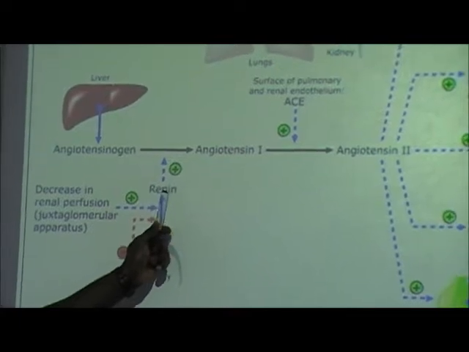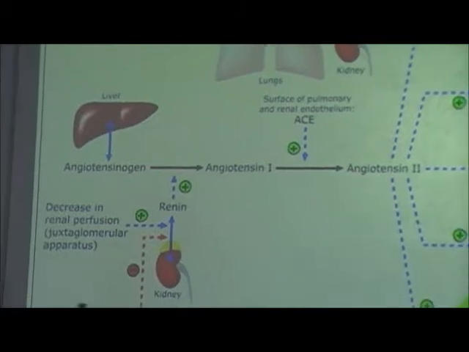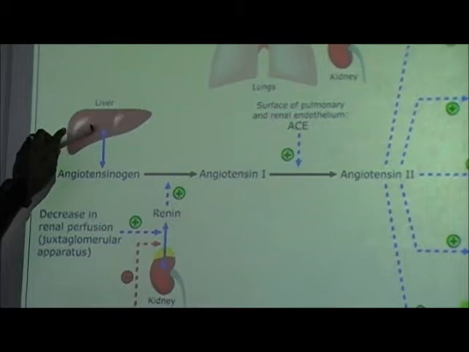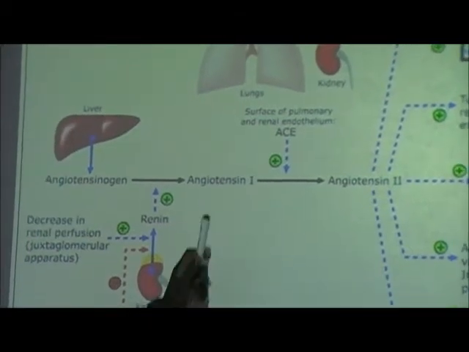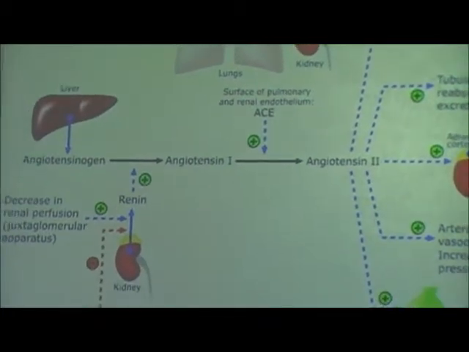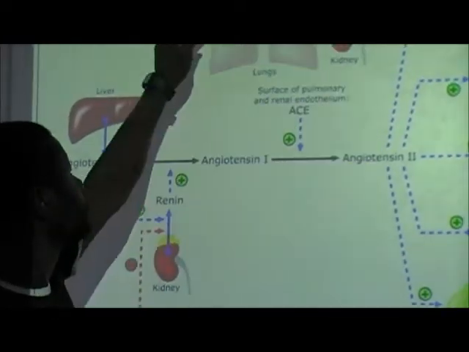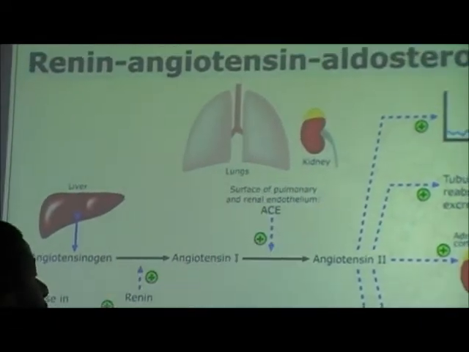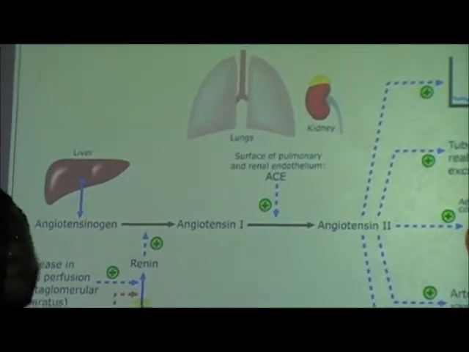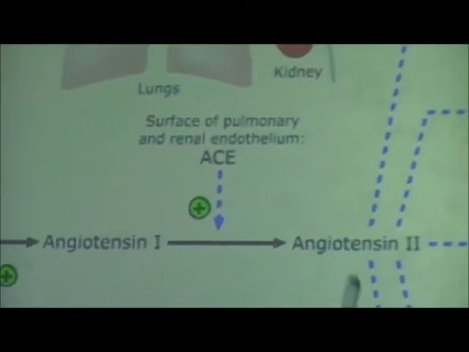Renin will then convert angiotensinogen, which is a plasma protein produced by the hepatocytes of the liver, into angiotensin 1. Angiotensin 1 is inactive and it will remain in the blood, whereby it will be transported into the lungs. And in the lungs, it will be converted by angiotensin converting enzyme, popularly referred to as ACE, into angiotensin 2.